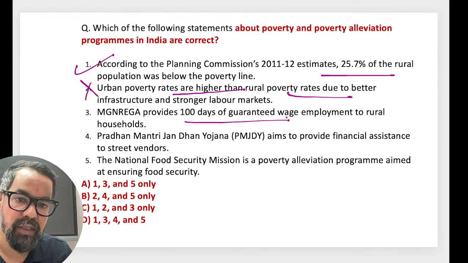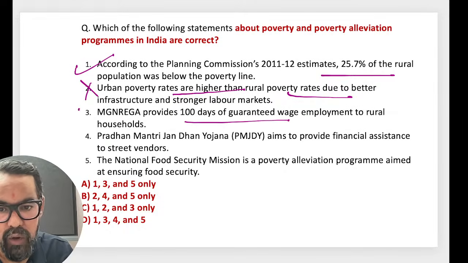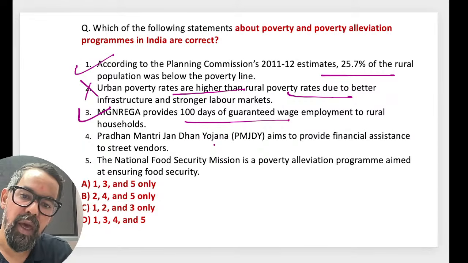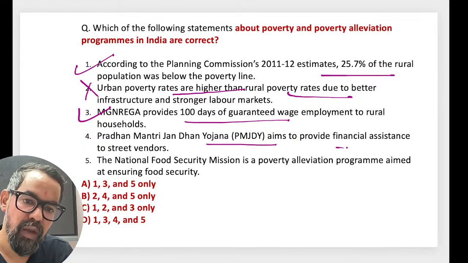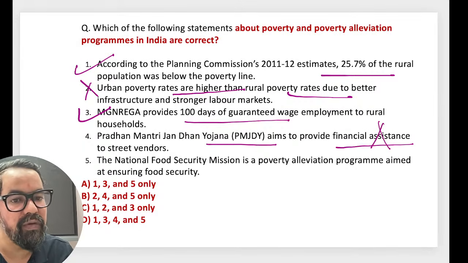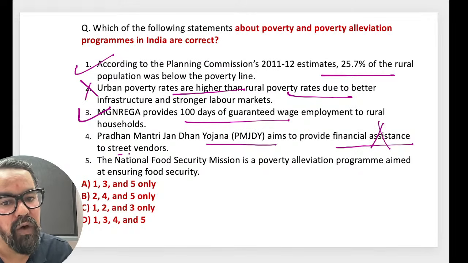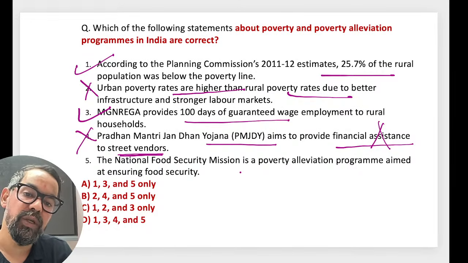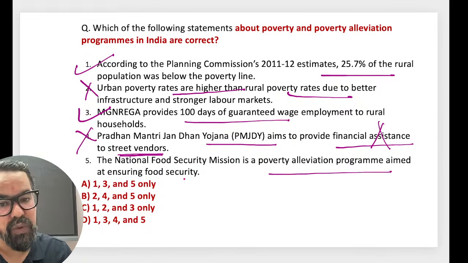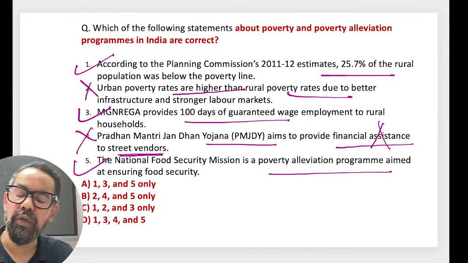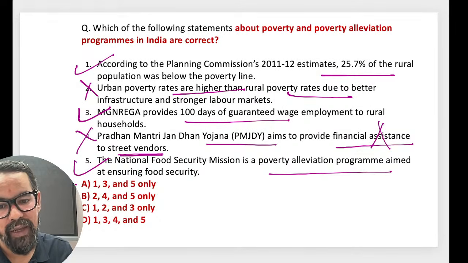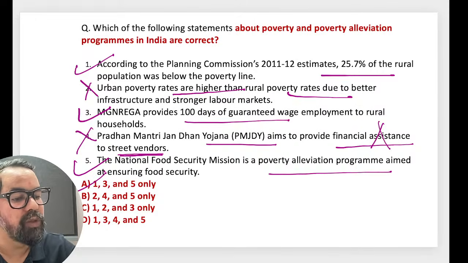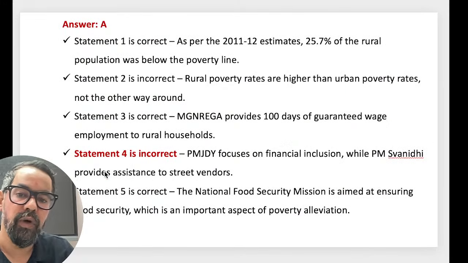MGNREGA provides a 100 days guaranteed employment program for rural households, 100% true. PM Jan Dhan Yojana aims at financial assistance. No, it is financial inclusion. For street vendors we have PM SVANidhi. Okay, that is PM SVANidhi. National Food Security Mission is a poverty alleviation program aimed at ensuring food security, 100% true. So 1, 3, 5 means option A will be the right answer for this particular one.